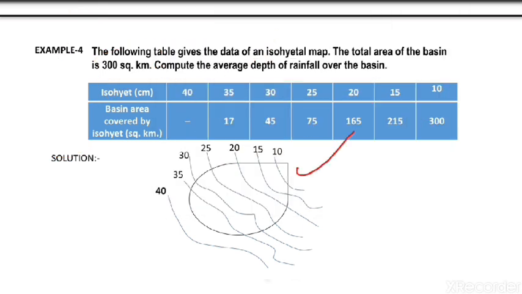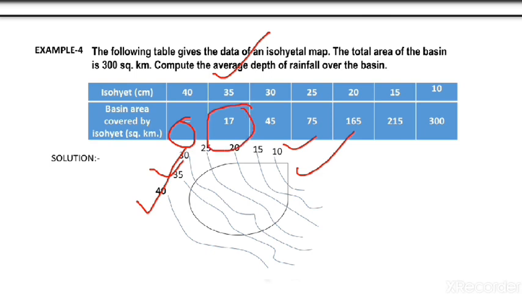Like this, and the isohyets are like this. First one is 40, 35, 30, 25, 20, 15 and 10. And the area is given in the form that corresponding to the 40 centimeter isohyet, no area is given. Next, 35, the area is given as 17.